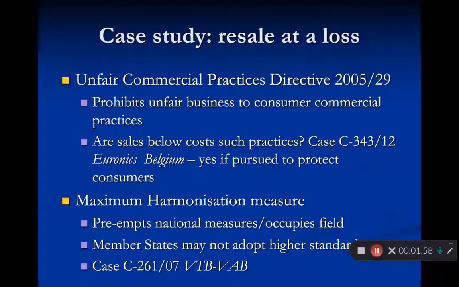The court held that the directive is intended to establish uniform rules on unfair business-to-consumer commercial practices in order to contribute to the proper functioning of the internal market and to achieve a high level of consumer protection. See paragraph 51 of the judgment. Thus, the directive fully harmonises those rules at the EU level, according to paragraph 52. So this directive occupies the field, and member states may not adopt higher standards.